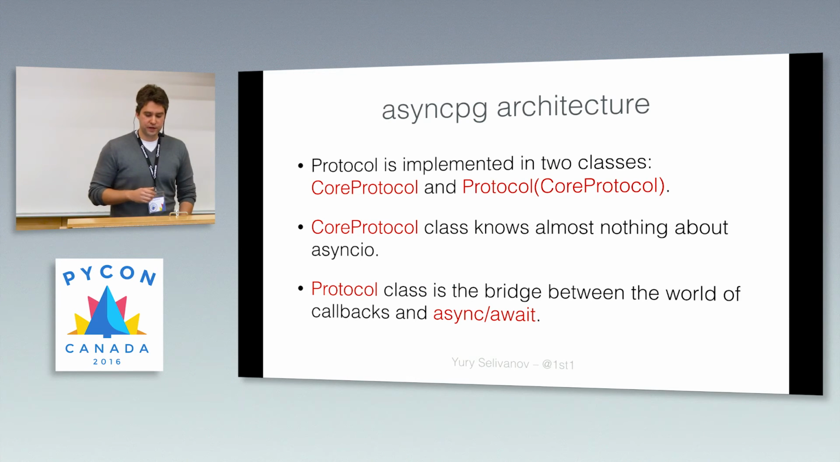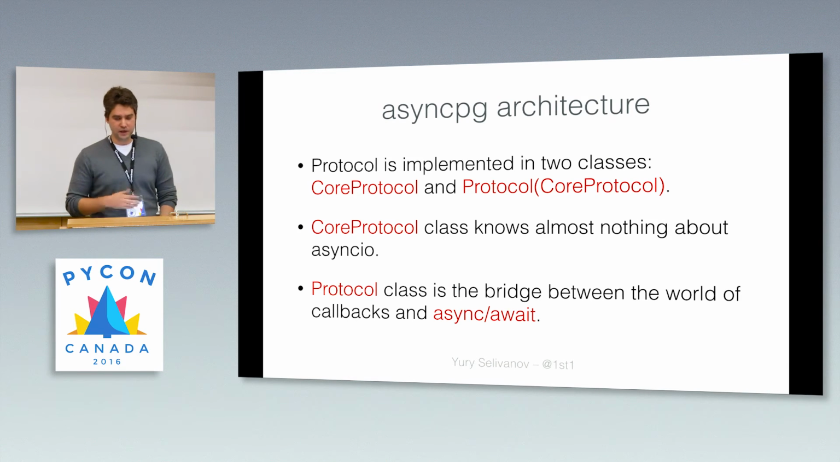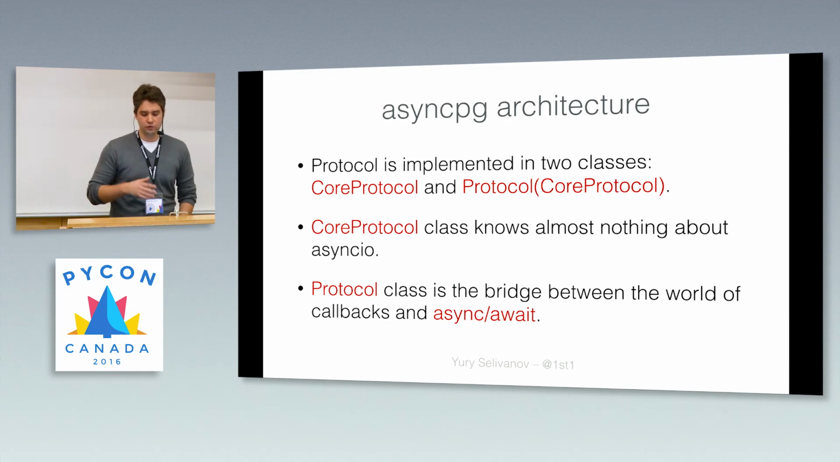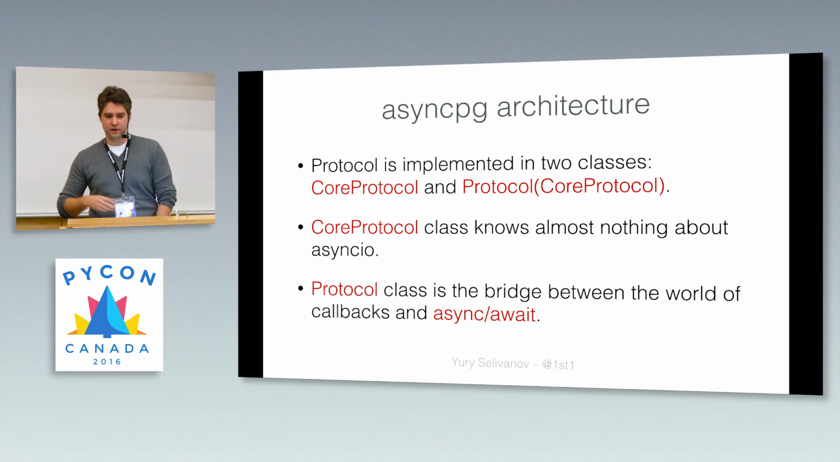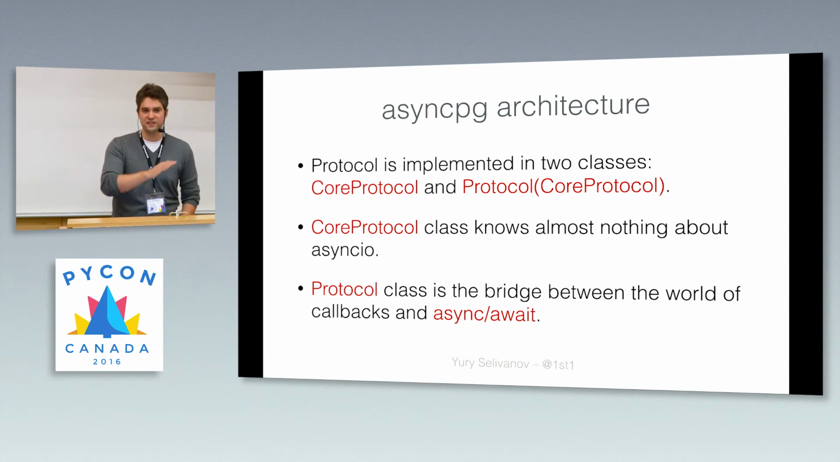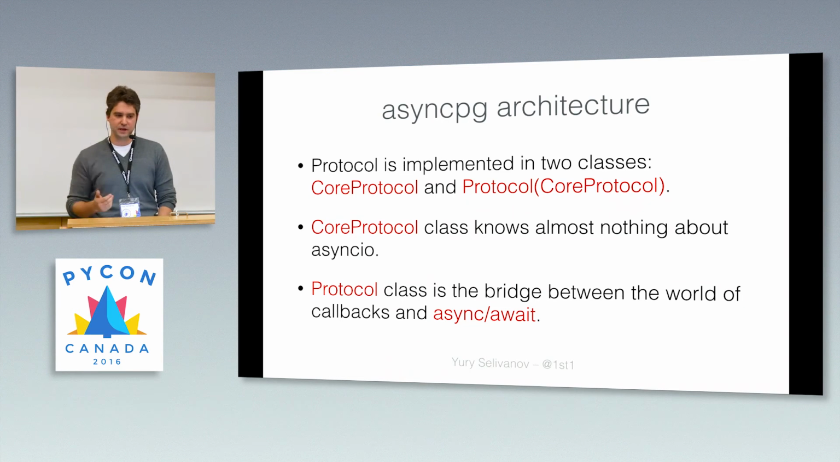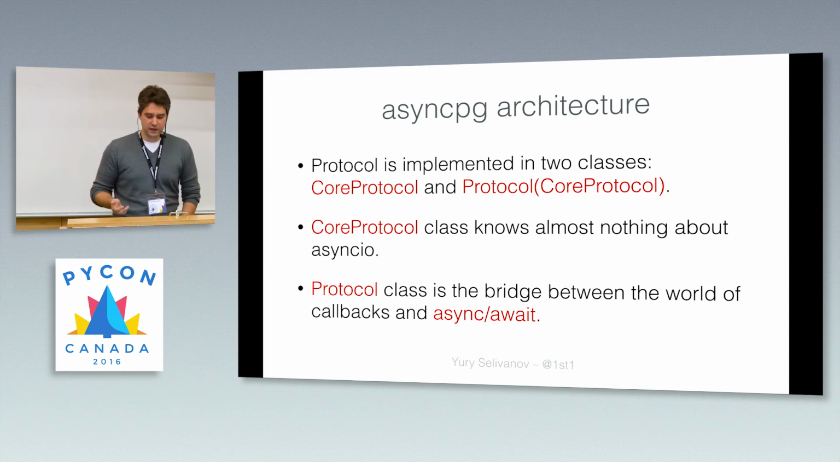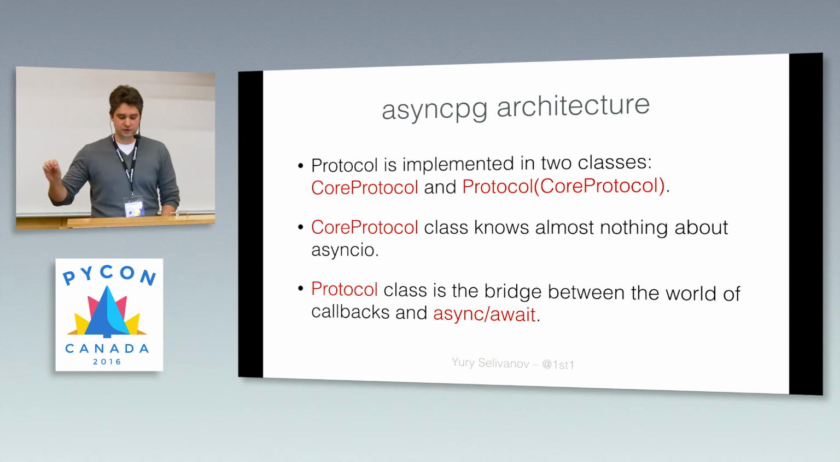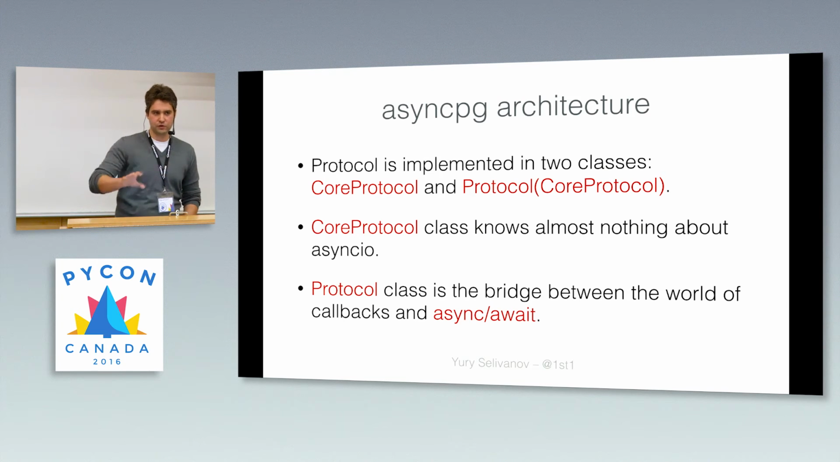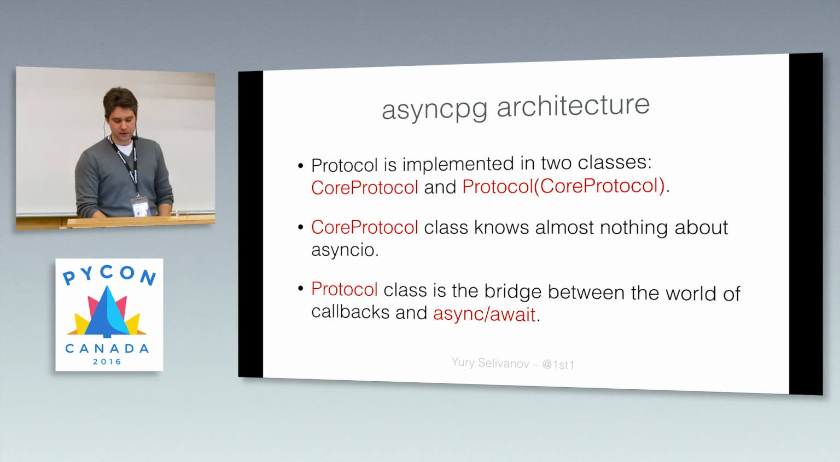The architecture of AsyncPG is kind of simple, actually. We have 2 core classes. One is CoreProtocol and another is Protocol. CoreProtocol knows nothing about I/O. It just receives the data and parses it. And Protocol is the bridge. It's the bridge that connects this low-level protocol to async await.